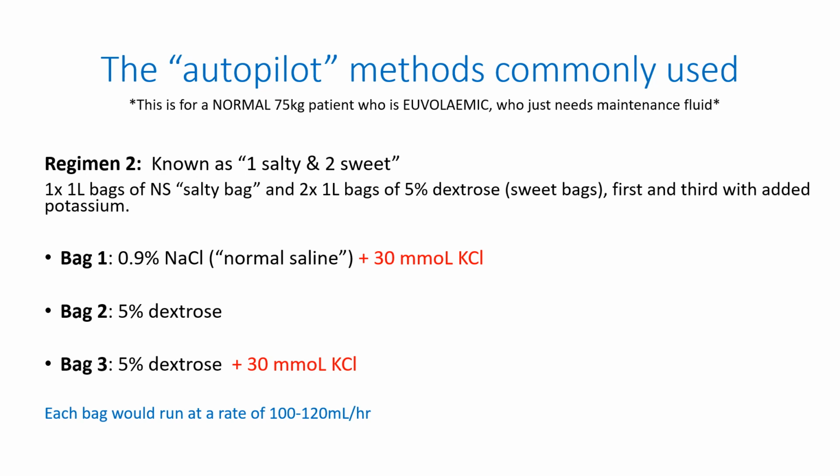The second regimen that you guys might have heard of is known as 1 salty and 2 sweet. Basically, we give 1 bag of normal saline and 2 bags of dextrose. And like the previous example, the first and third bags will have some potassium in it. And again, each bag for a typical patient who doesn't have heart failure, renal failure, or cirrhosis would be 100 to 120 mL per hour.